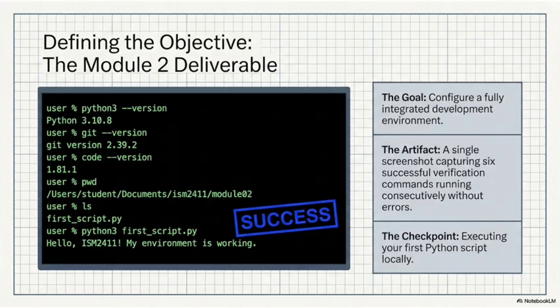This is a diagnostic first approach. Rather than hoping that your tools work, you verify each one with an explicit command. Python is python3 --version. Git is git --version. Visual Studio Code is code --version. Location, pwd. Files, ls. Script execution, python3 first_script.py. 6 checks, 1 screenshot, deliverable 1 is complete.